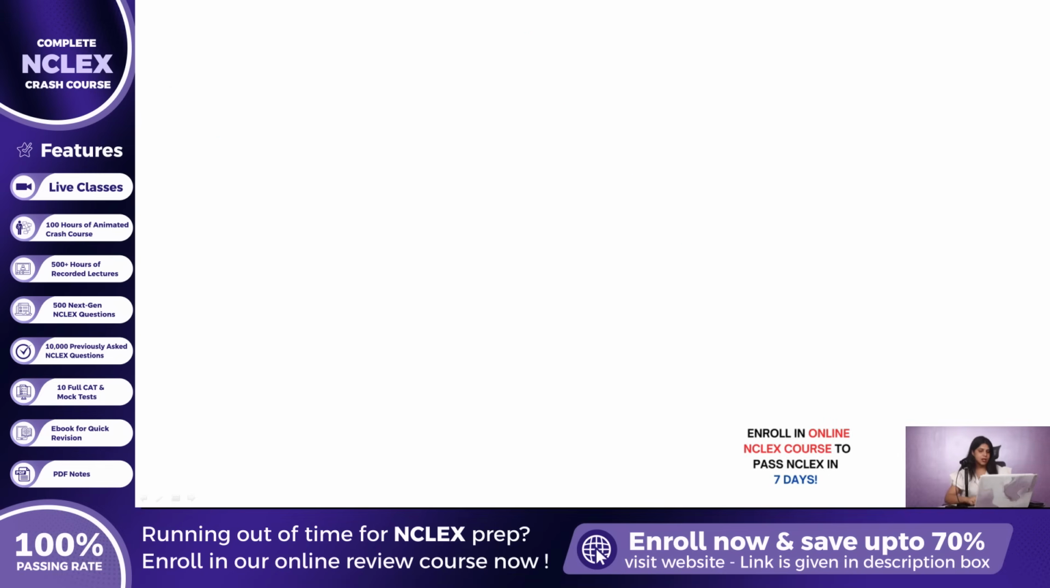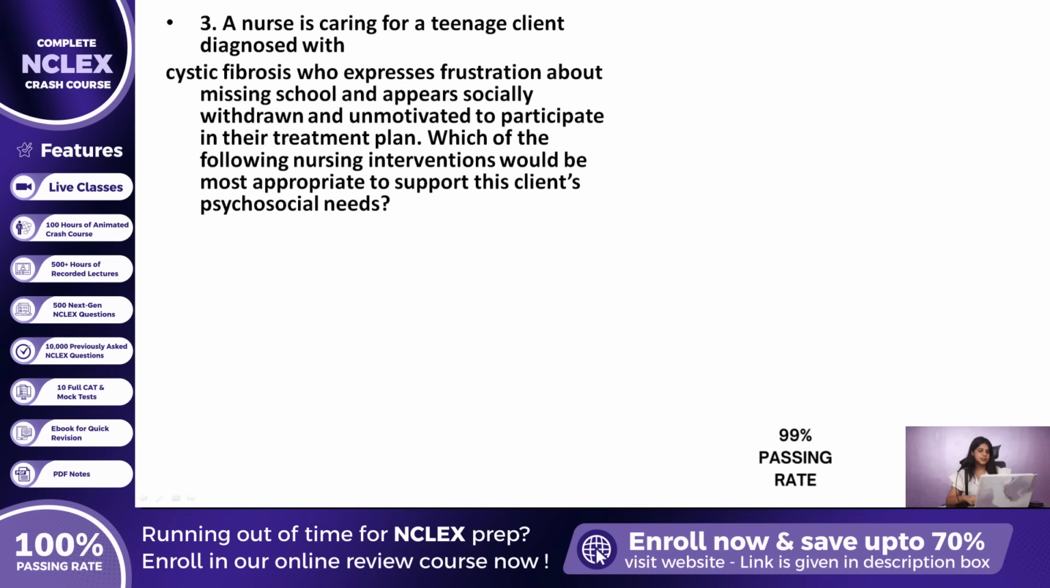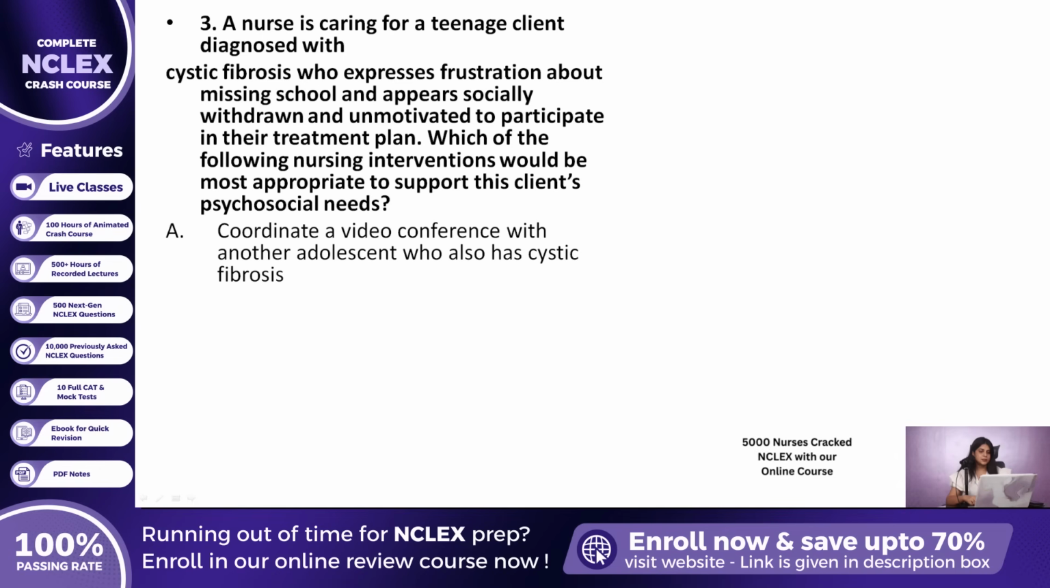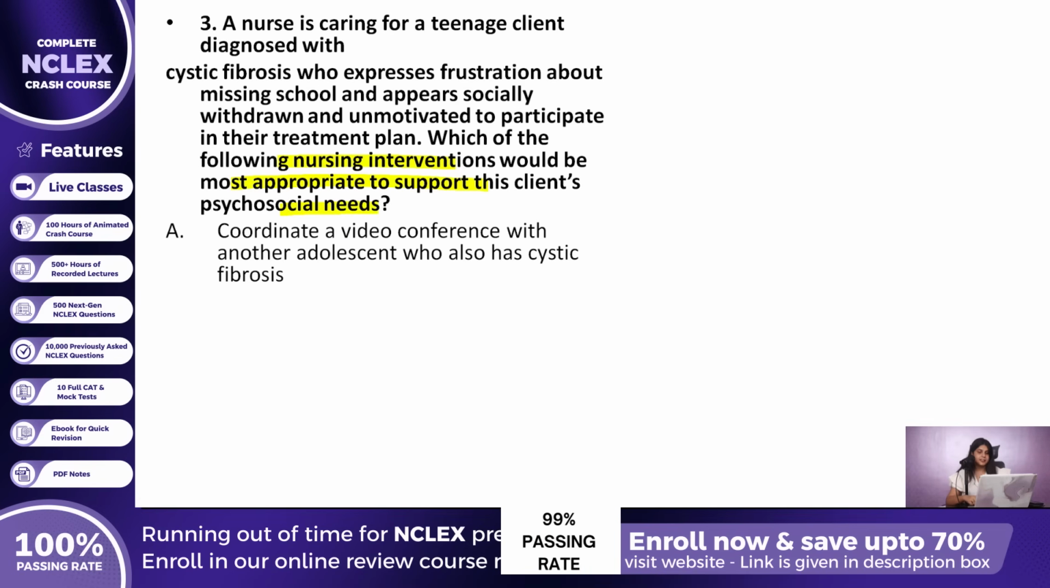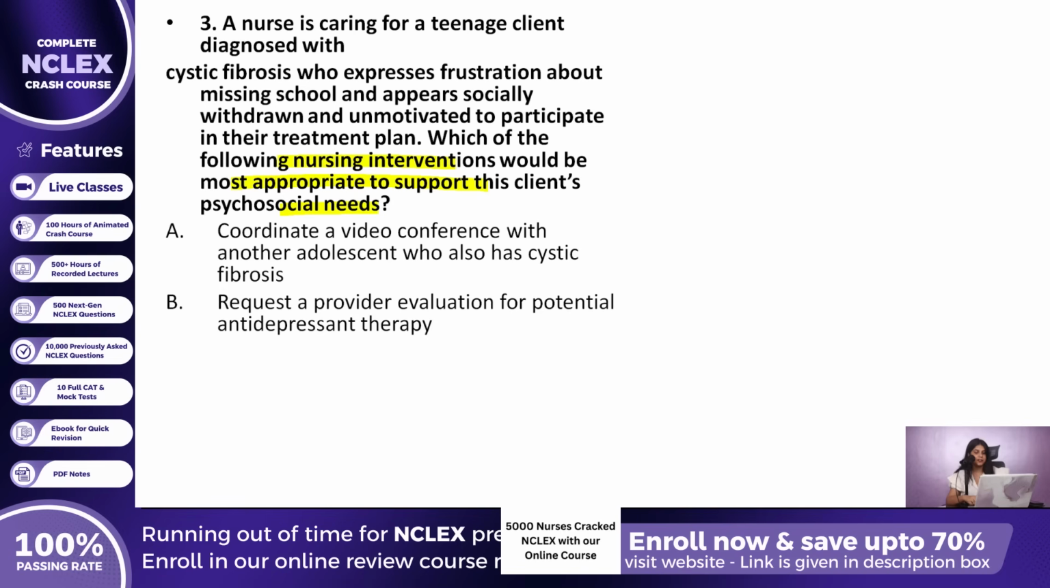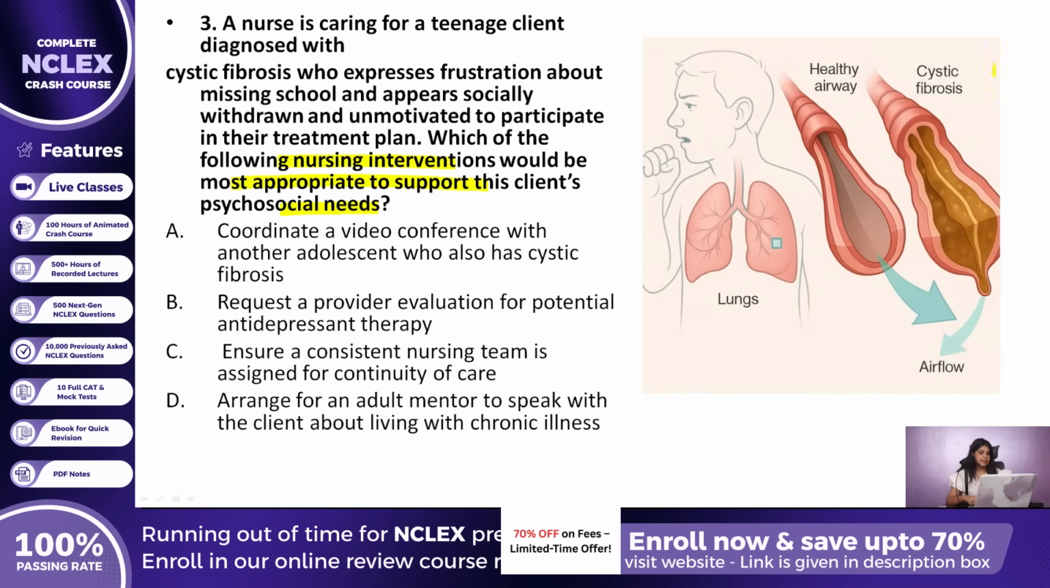Next, let's look at question 3. A nurse is caring for a teenage client diagnosed with cystic fibrosis, who expresses frustration about missing school and appears socially withdrawn and unmotivated to participate in their treatment plan. The question is, which of the following nursing interventions would be most appropriate to support this client's psychosocial needs? The options are, first, A. Coordinate a video conference with another adolescent who also has cystic fibrosis. Second, B. Request a provider evaluation for potential antidepressant therapy. Third, C. Ensure a consistent nursing team is assigned for continuity of care. And finally, D. Arrange for an adult mentor to speak with the client about living with chronic illness.